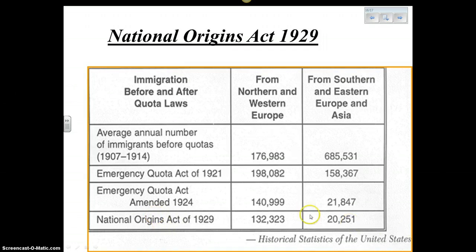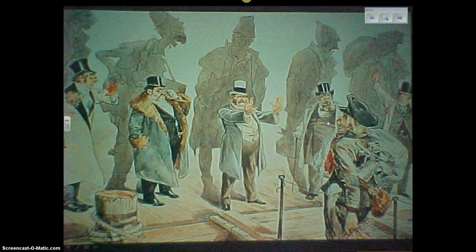It's interesting to note your own personal story. If you are the relatives of immigrants, you might want to find out when your relatives came to America. If you're from Southern and Eastern Europe, it might be before 1921, and I love it when history kind of makes sense like that. Last but not least, I want to show you a very famous cartoon that I just think is really powerful.